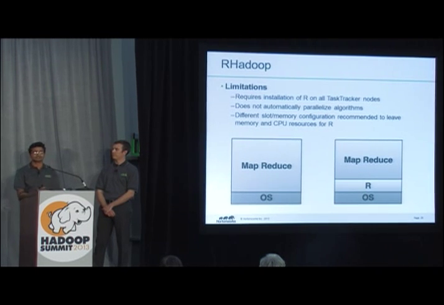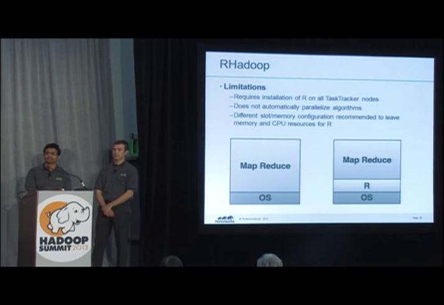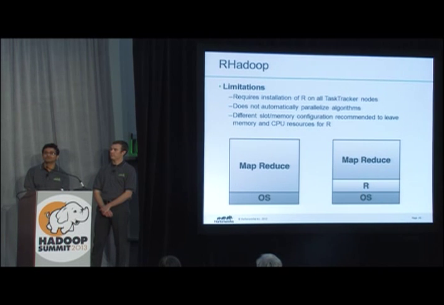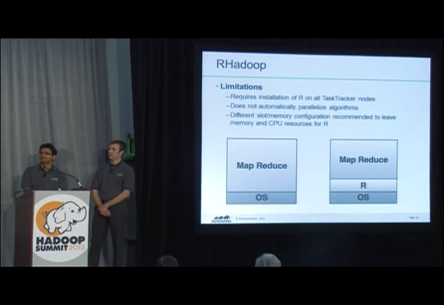Coming to the limitations, one thing is you'll need R on all your task tracker nodes. It's not just on a single node where you are working. Then it doesn't automatically parallelize your algorithms, and the goal of the project is not parallelizing your existing R packages. All it gives you is the ability to write your own functions and use the power of parallelism of your Hadoop cluster.